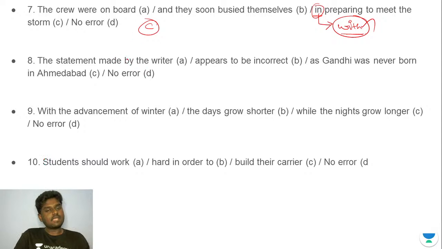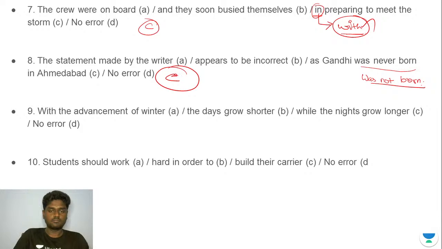So if you see this, the statement made by the writer appears to be incorrect, as Gandhi... See, in this statement for the eighth one, was never born is incorrect. Why? Because this should be replaced by was not born. Being a factual, definite statement, it should not be was never born. It should be was not born in Ahmedabad. So definitely the error is with option C. Clear?